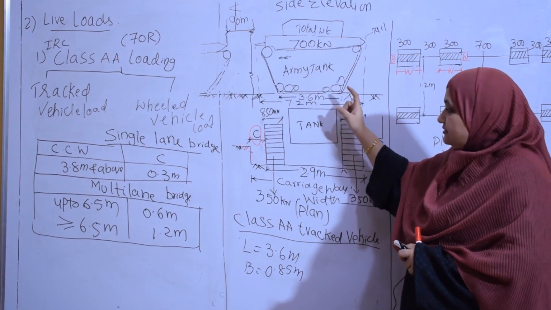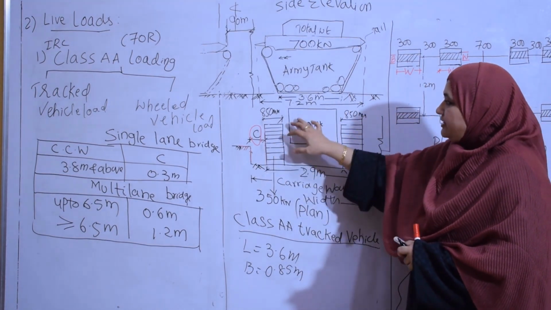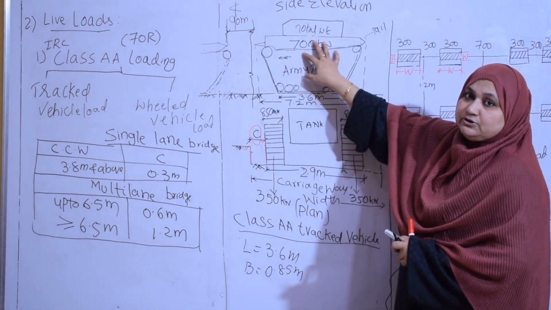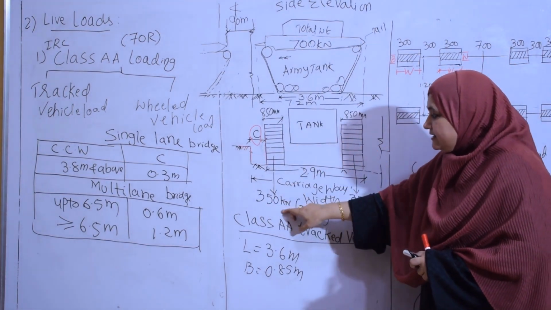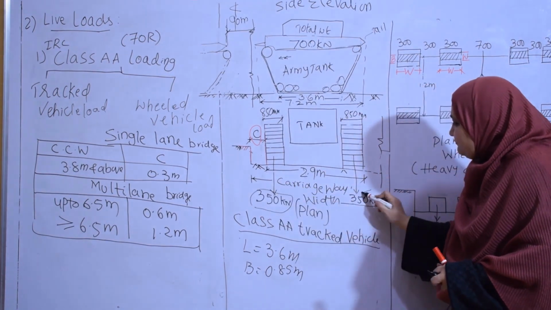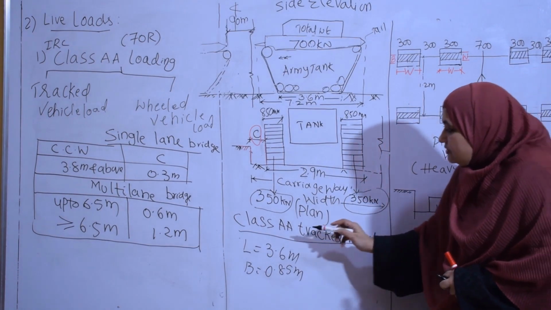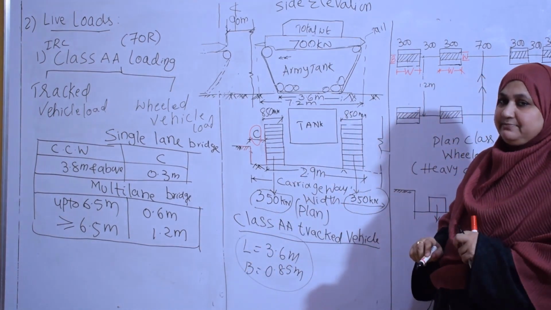To see the width, we should see the plan. So these are the two tracks. This is the body of the tank. The track width is 850 mm. So this 700 kilonewton will be carried by these two tracks. Each track will carry 350 kilonewton and 350 kilonewton. Together it is 700 kilonewton, through an area of 3.6 meters by 0.85 meters.